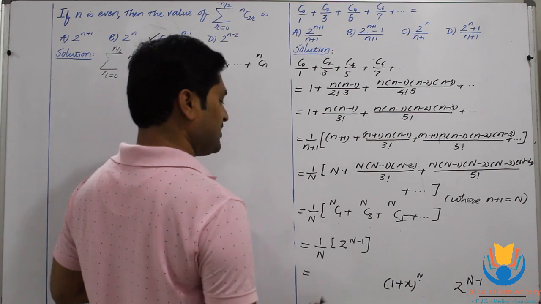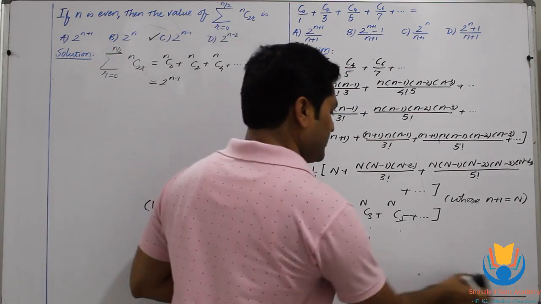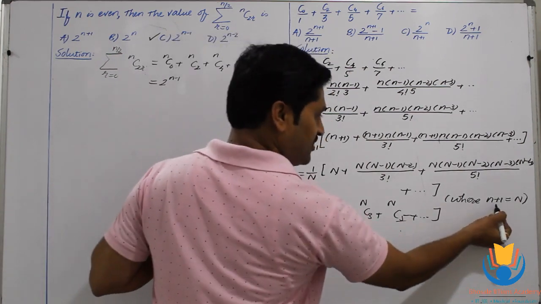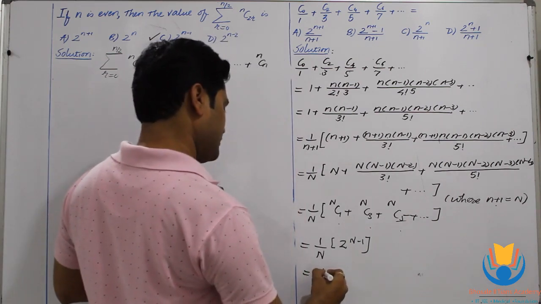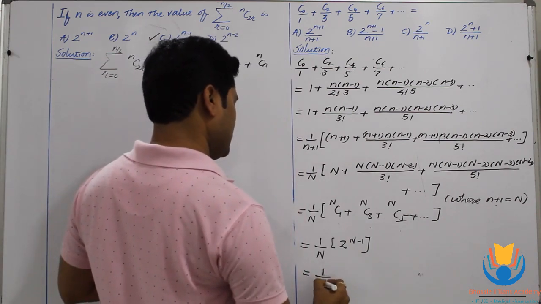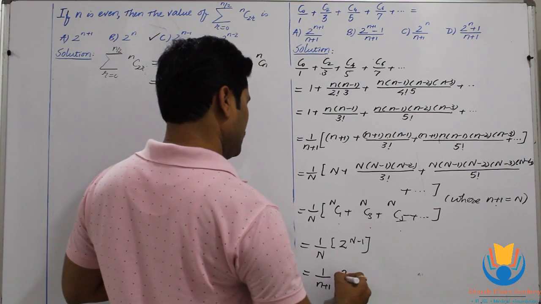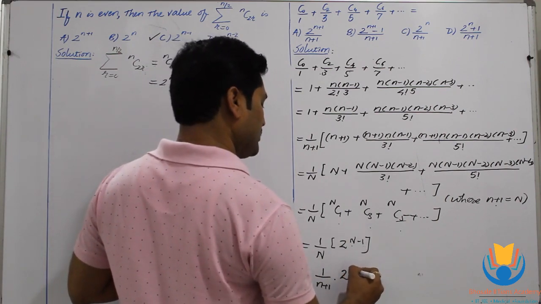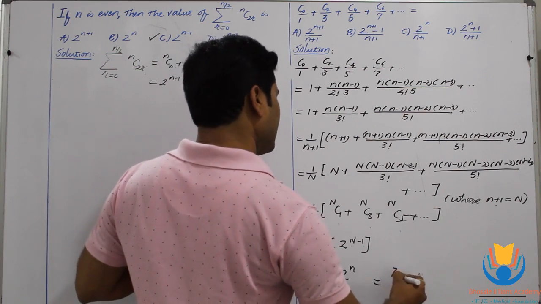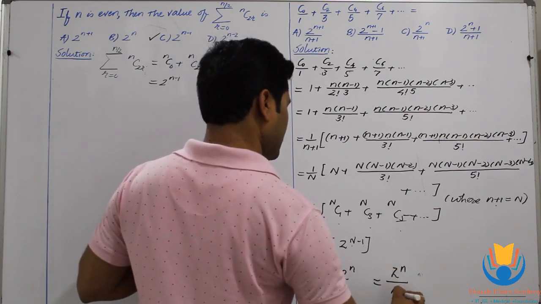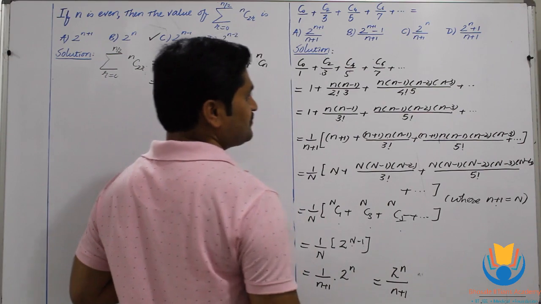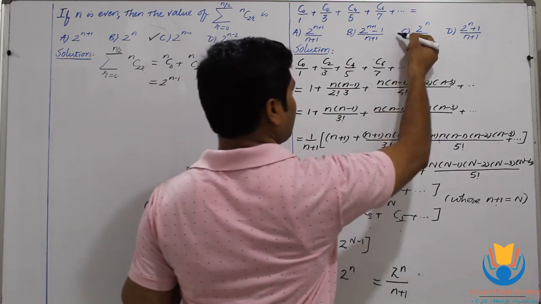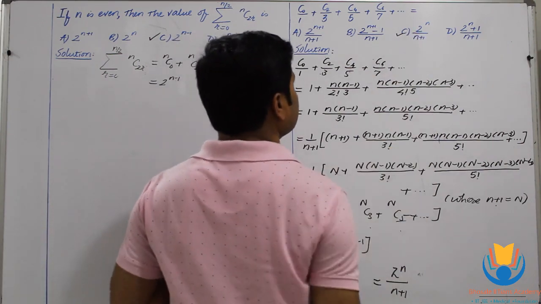The same can be written as, and again we will resubstitute the value of this n to be n plus 1. So this denominator is n plus 1, and this 2 raised to n plus 1 and this minus 1 cancel, this is 2 raised to n. So finally 2 raised to n upon n plus 1 is the sum. This sum you can find here in option number C.